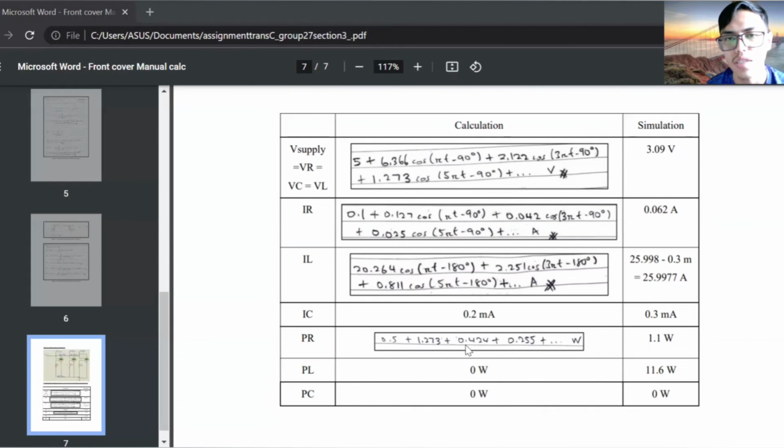So that's all the comparison between calculation and simulation result for voltage, current, and power in this our assignment.